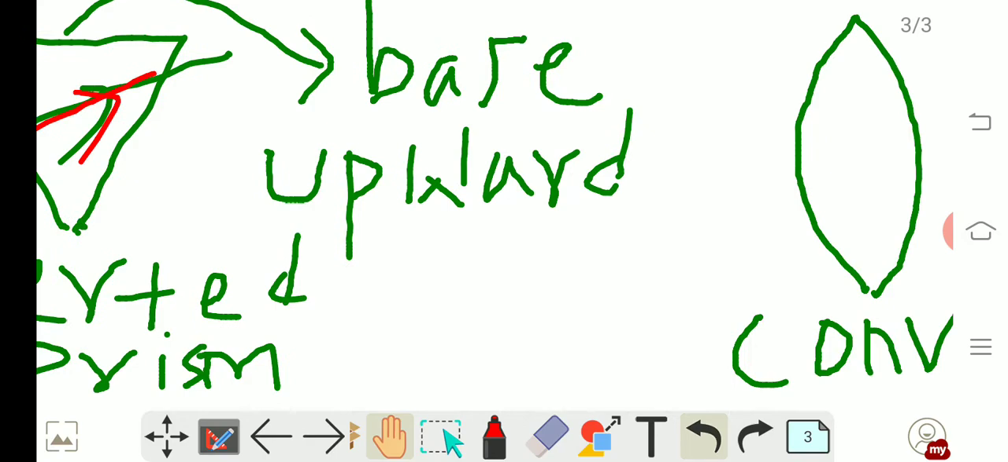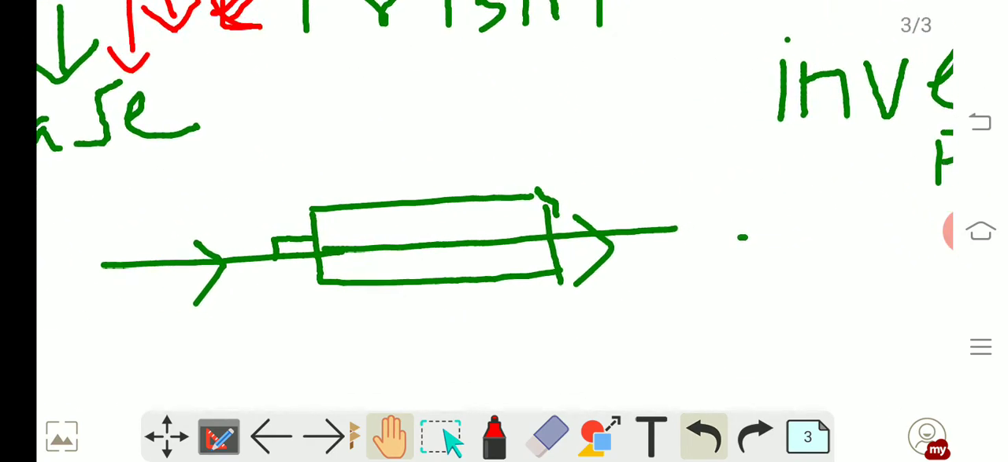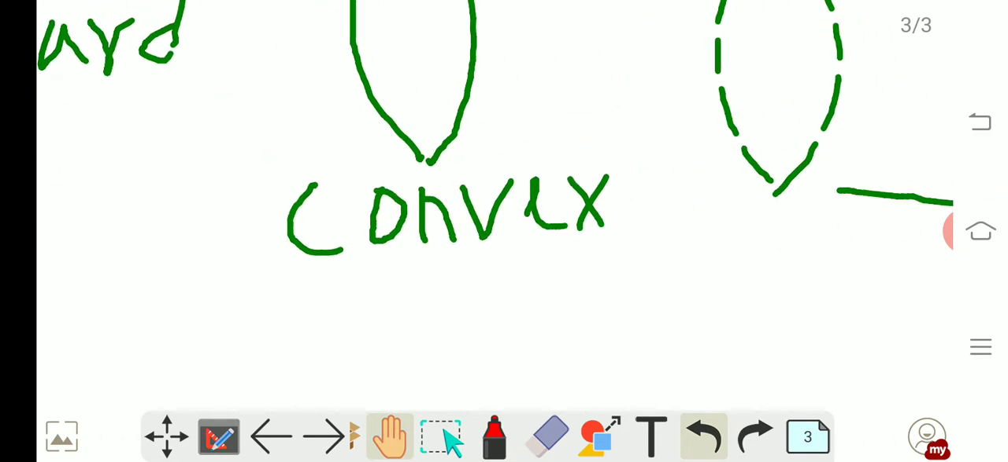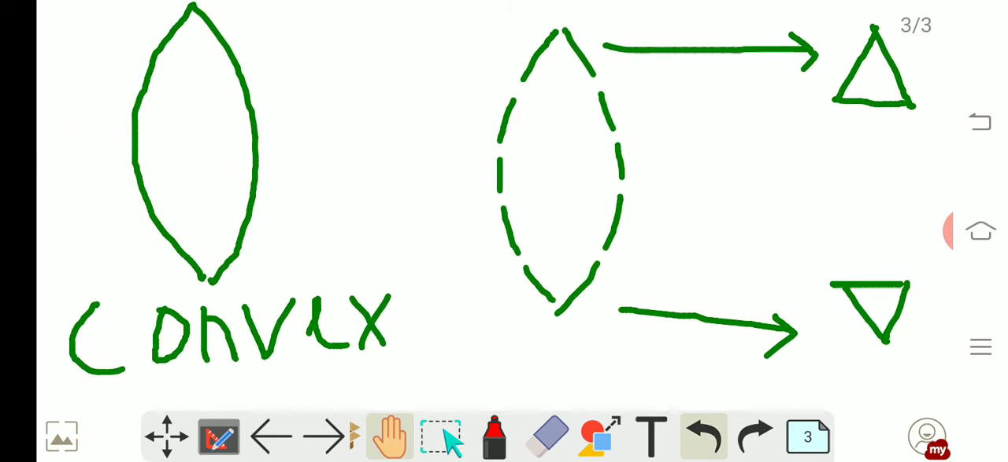Now you have to understand this one, a rectangular glass slab. Whenever the light falls normally, this is 90 degrees, this one is 90 degrees. Whenever the light rays fall on the glass slab normally, then after refraction the light rays pass undeviated.